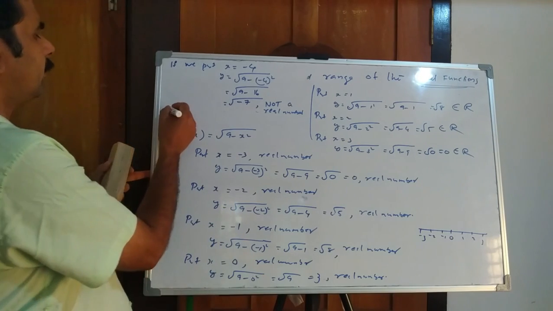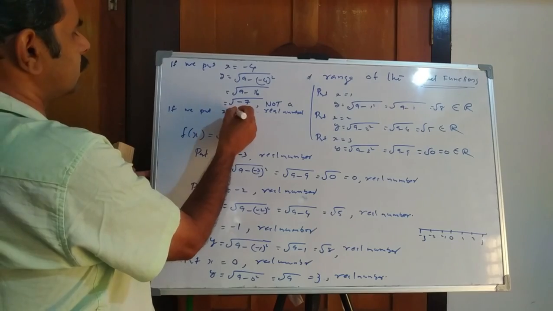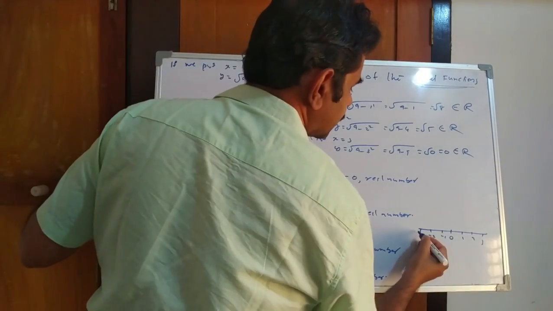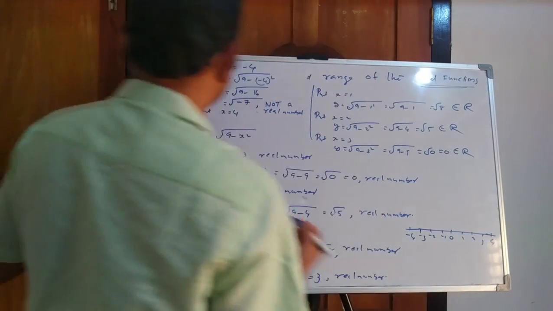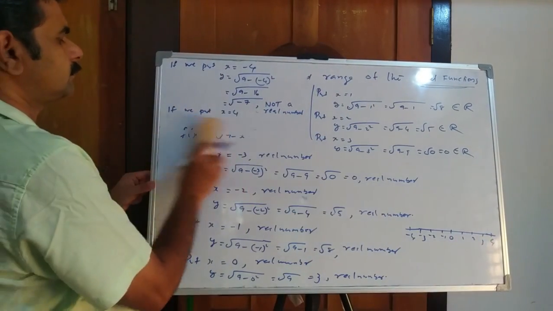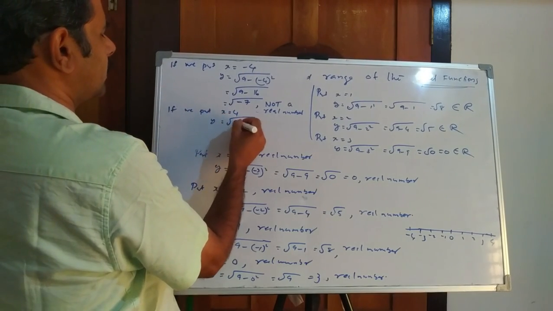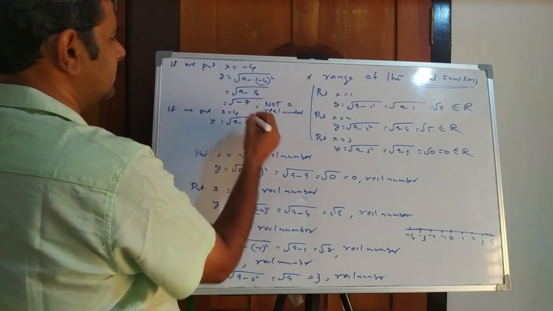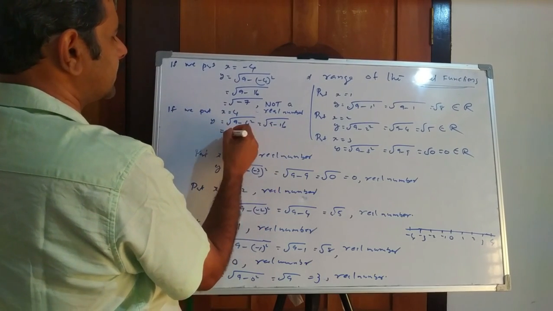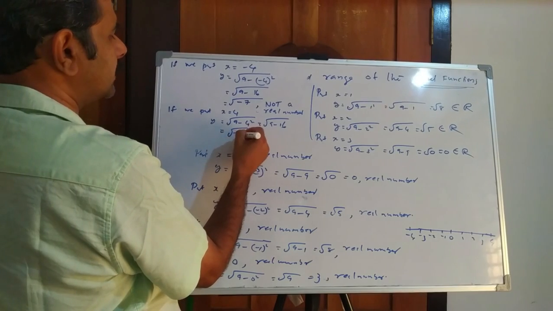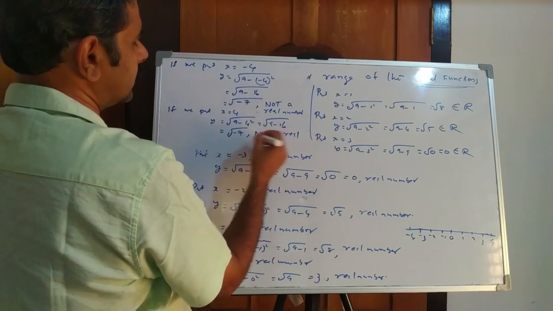Similarly, what happens if we put x is equal to 4? When x is equal to 4, then y is equal to root of 9 minus 4 square, that is root of 9 minus 16. That is again root of minus 7, which is not a real number.